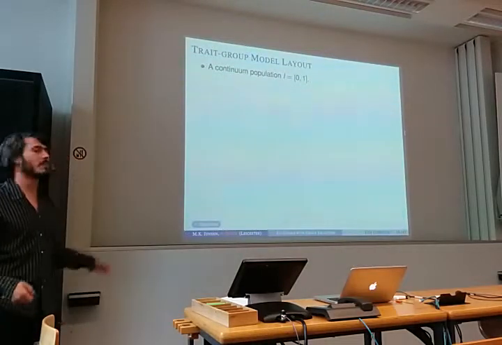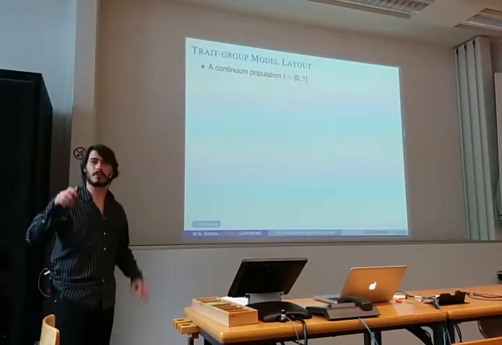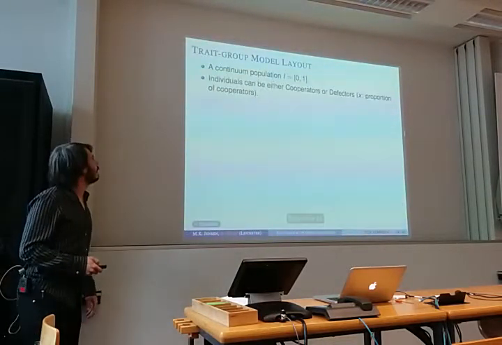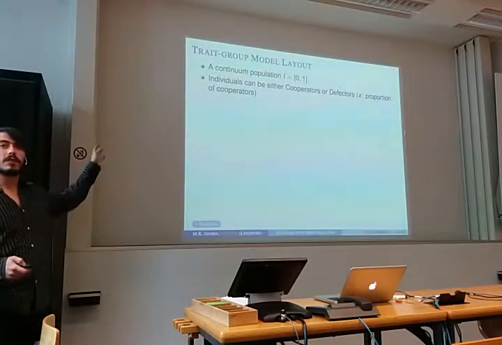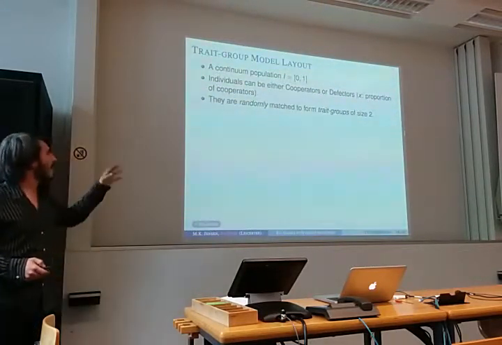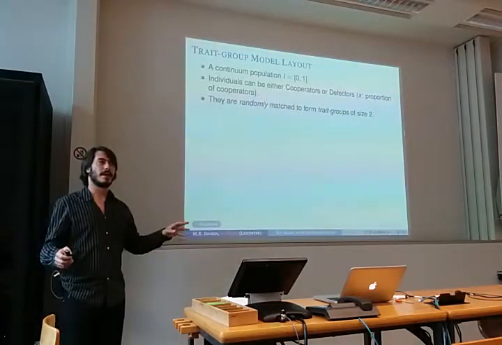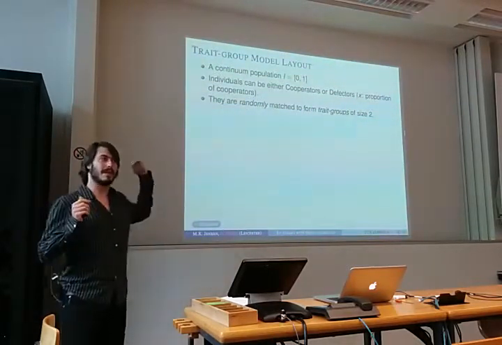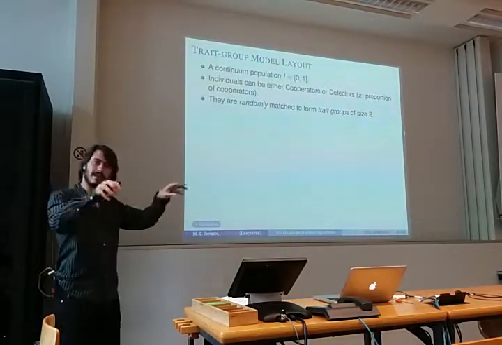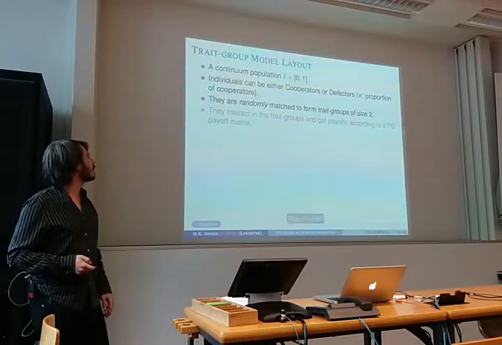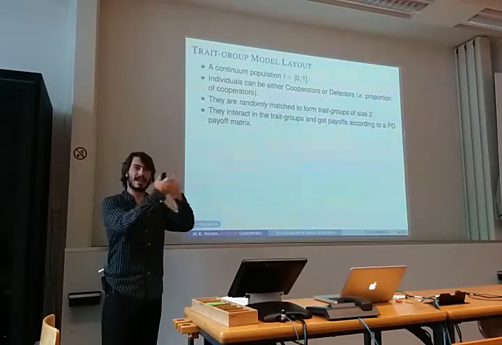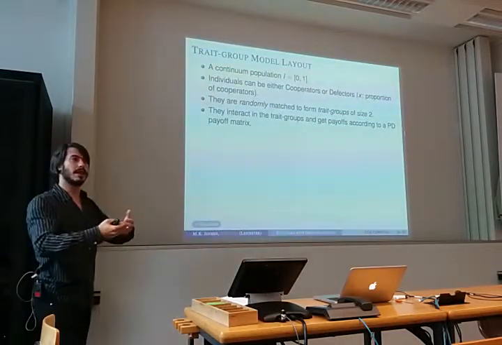So let me give you a story here. We still have a continuum population, so it has to be consistent with the rest of the theory. Individuals can be either cooperators or defectors. They play a prisoner's dilemma, and they're randomly matched to form trait groups of size 2. So we have a fixed size of 2 and a random matching rule. They interact in the trait group, so the pairs interact with each other. They get fitness as an expected number of children, and they get their children.